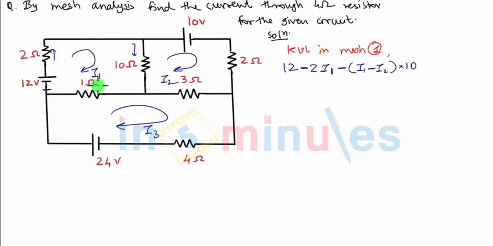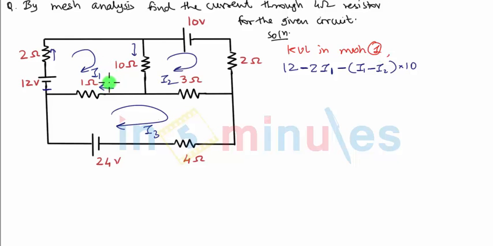The next drop is across 1 ohm resistance. We are now going towards left. We will also define current through 1 ohm resistance towards left, which is same as the direction of I1, and hence the current will be I1 minus I3 because 1 ohm is being shared by both the meshes.